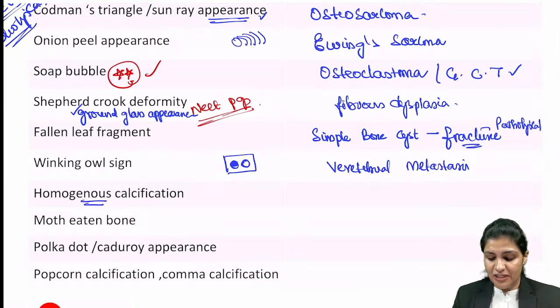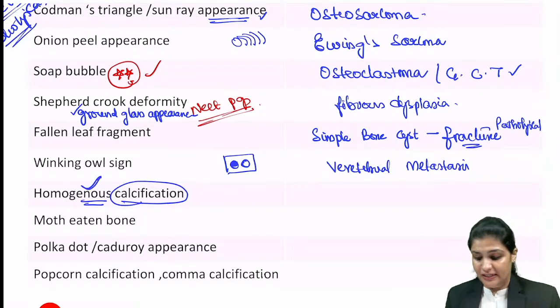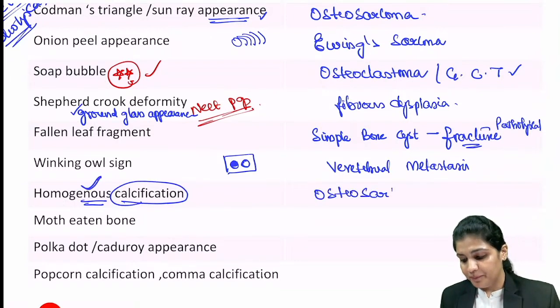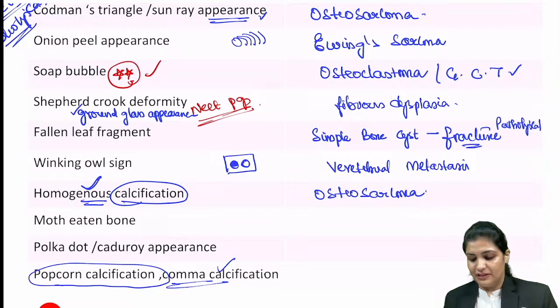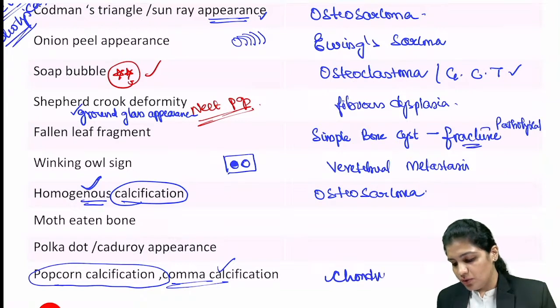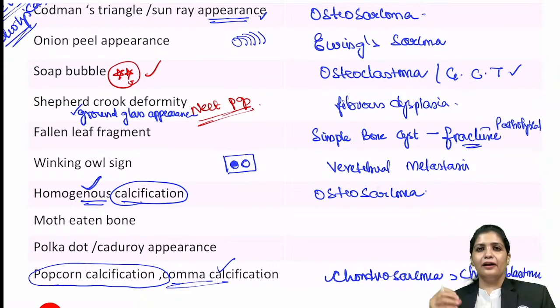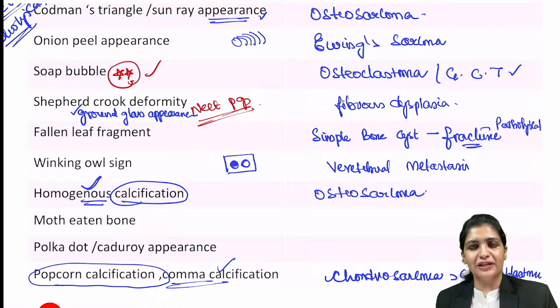And homogeneous calcification, just put a catch here: when it is homogeneous, it is osteosarcoma, and when it is popcorn calcification or comma-shaped calcification, which is seen as punctate calcification, that is in case of chondrosarcoma more than chondroblastoma, right? So when it is punctate type or spiculated calcification, popcorn calcification, then you have to answer it as a cartilage forming tumor such as chondrosarcoma or chondroblastoma. If it is a homogeneous calcification, it is usually seen in case of osteosarcoma, right?